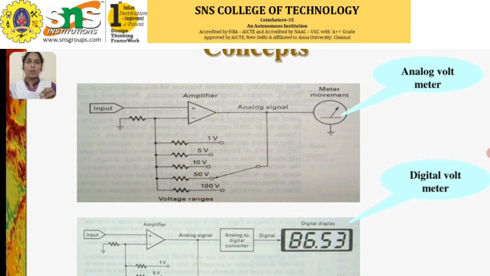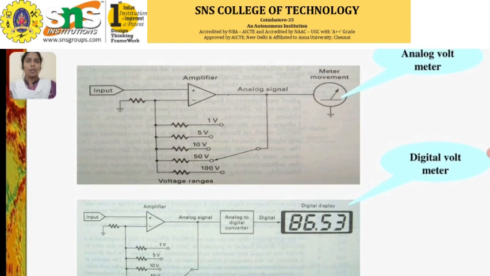The main advantage of discrete signals is that they enable error correction, data compression and precise computations, making digital systems ideal for complex repeatable tasks in computing and communications. Now by comparing the analog voltmeter and digital voltmeter as shown in the circuit diagram, in the analog one we are using the meter movement. Here we are using the digital display.